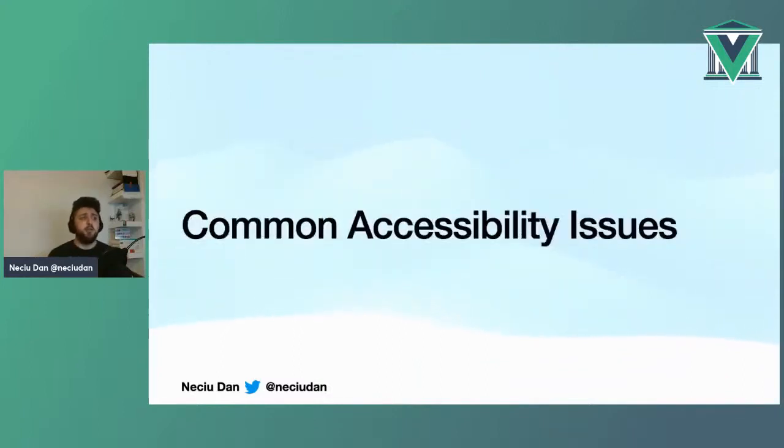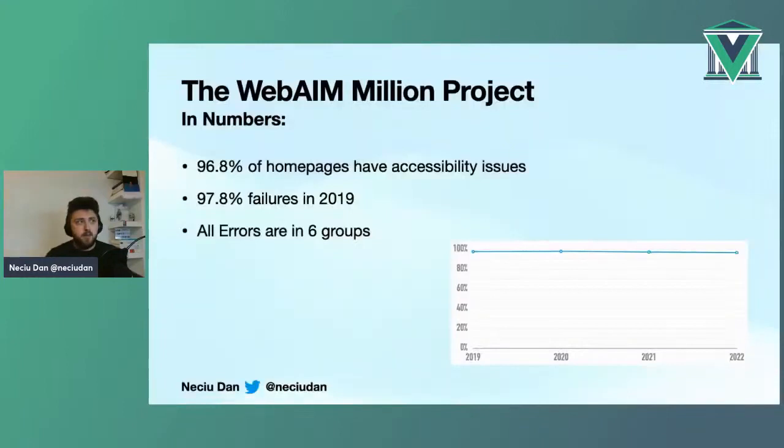So let me talk a little bit about the common accessibility issues that we have. The WebAIM Million project, for the past 4 years, has run an accessibility test on the top 1 million websites in the world. The Million homepage list combines the top homepages and domains from all sorts of categories, and it already excludes homepages that return errors, 404s, or pages with fewer than 10 HTML elements.